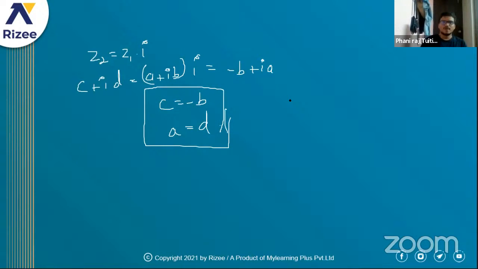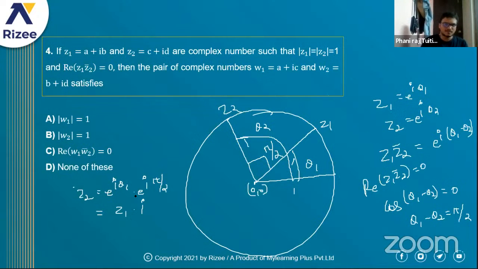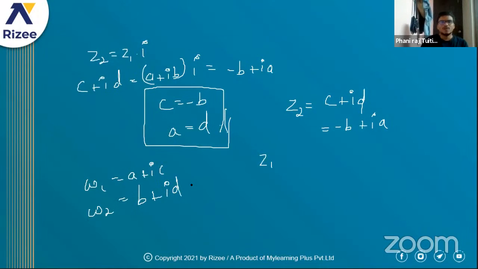So what is Z2? Z2 we will write in terms of Z1. Mod Z1 equal to 1, mod Z2 equal to 1. W1 equal to A plus IC. W2 equal to what? B plus ID. But what is B? B is minus C. What is D? D is A. So W2 is also equal to I times W1.